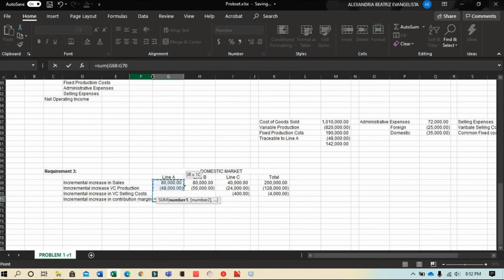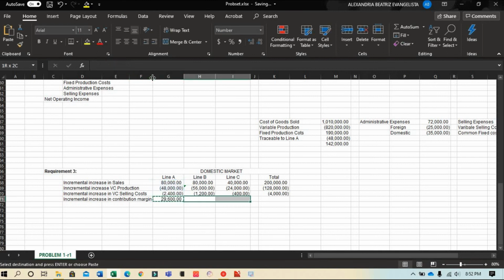Then let's get the sum of all of these numbers. So for line A, its incremental increase in contribution margin is 29,600. For line B, it is 22,800. For line C, it is 15,600. And of course, we'd get the total incremental increase in CM, which is 68,000.